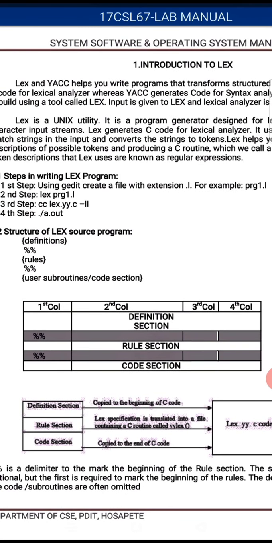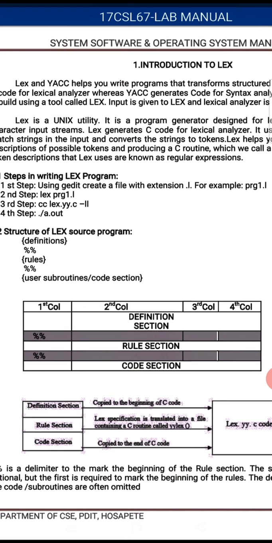This is the structure of a Lex program. It contains three sections: a definition section, a rules section, and a code section. The rules section is written between two percentage signs. It begins with the two percent signs and ends with the two percent signs.